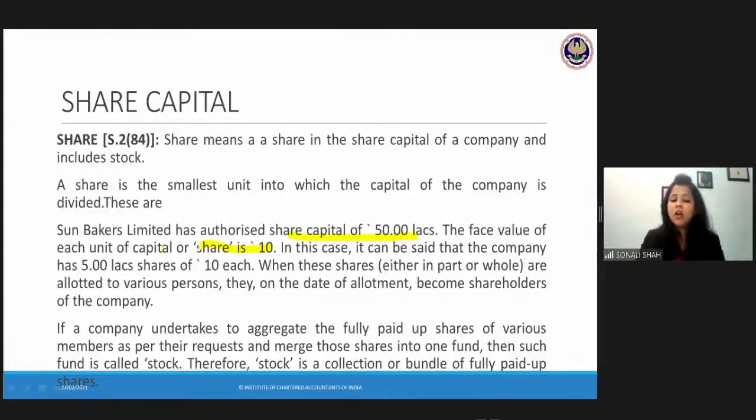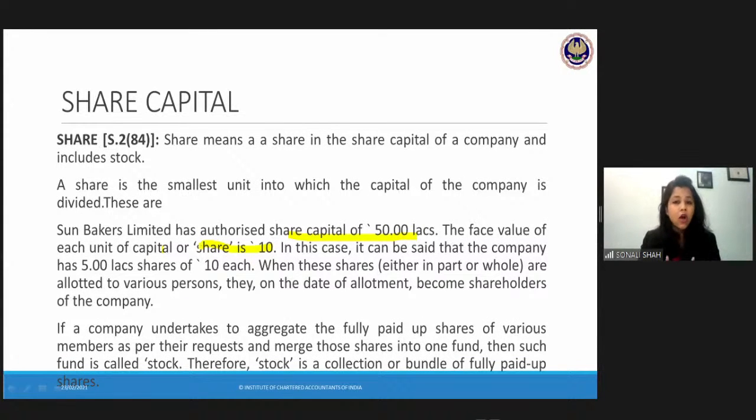And these shares can be allotted to different people who become shareholders of the company, right? Now, these shares which are allotted to the people, if they are fully paid up, they can be merged together into a fund, and then they are called the stock. So stock is nothing but a bundle of fully paid up shares. Shares are the smaller unit. When the fully paid up shares are combined together as a bundle, the collection is known as the stock.